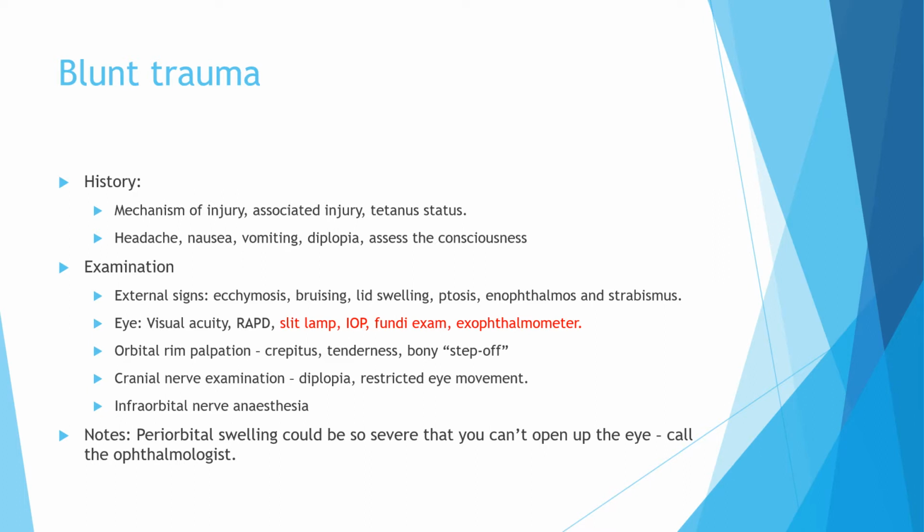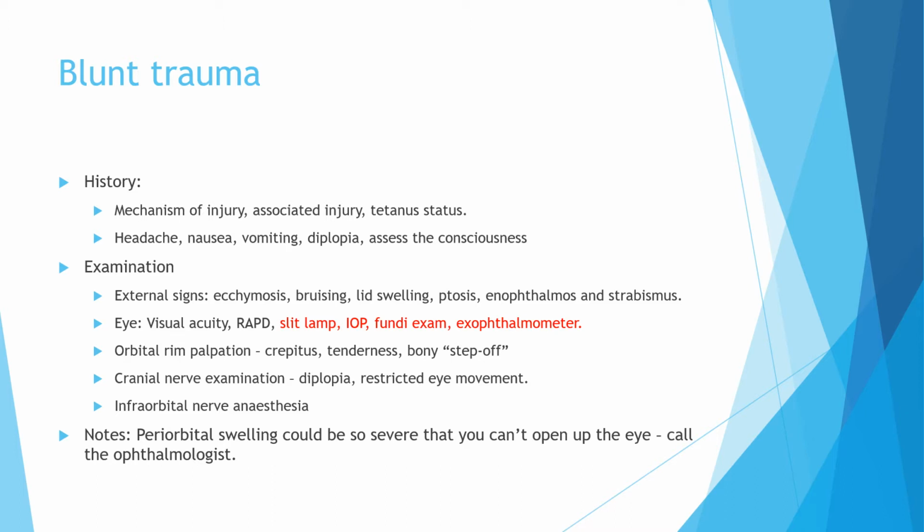Now check the cranial nerves. Particularly look for the eye movement and diplopia. Also suggestive of muscle entrapment if there's up gaze or side gaze restriction. Palpate the infraorbital region for numbness, indicating infraorbital nerve involvement and suggestive of fracture of the orbital floor.